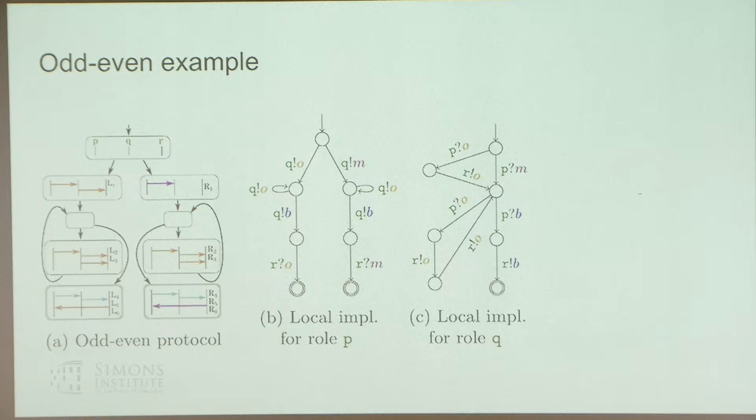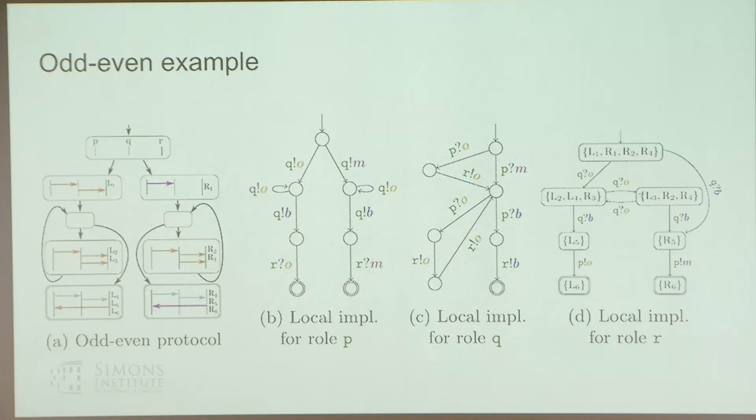Now for Q, Q does not make the choices, but Q is P's right-hand man. So anytime P makes a choice, Q learns about it immediately. So the structure of Q's implementation is also straightforward and similar to the structure of the global type. The only difference is that in the 2 branches, Q is performing the same actions, so they get collapsed to this triangle cycle over here.